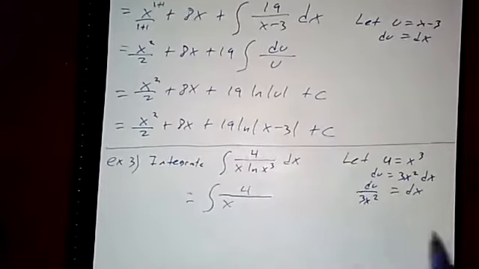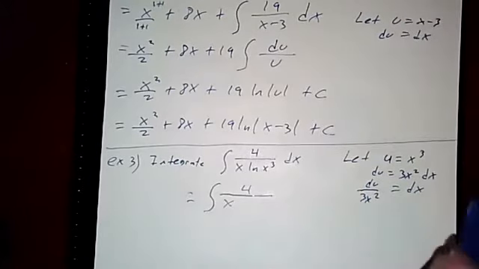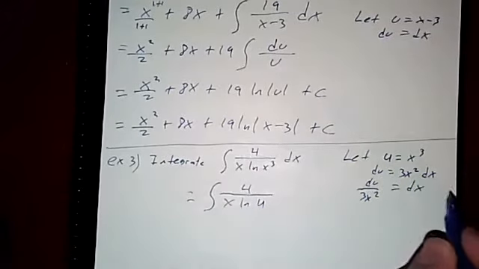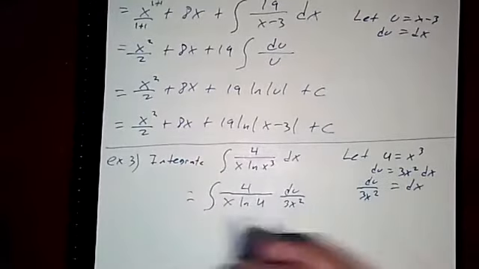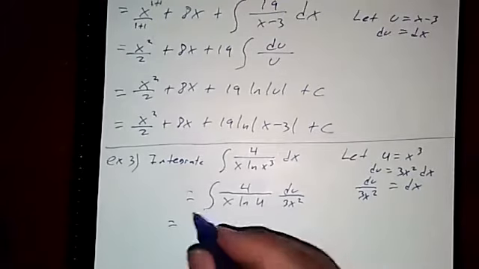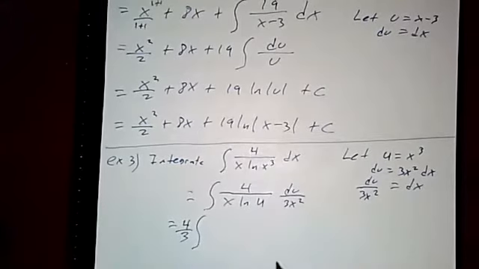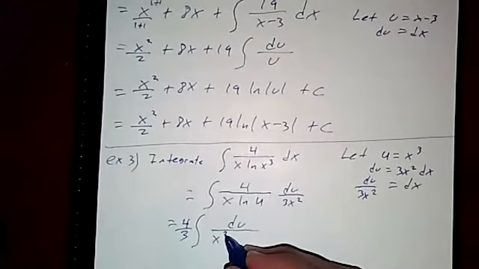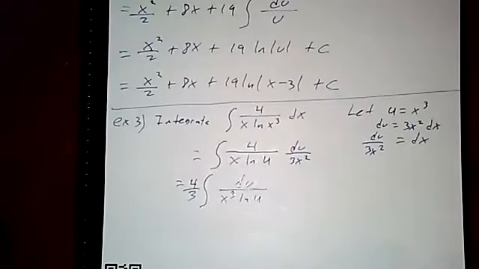I still have an x. So then this would be ln of u, but dx is replaced with du over 3x squared. So now I have 4/3, which I'm going to pull out because it's not doing anything. So I have du over x cubed ln u. I skipped some algebra steps here. Do you see how we got there?